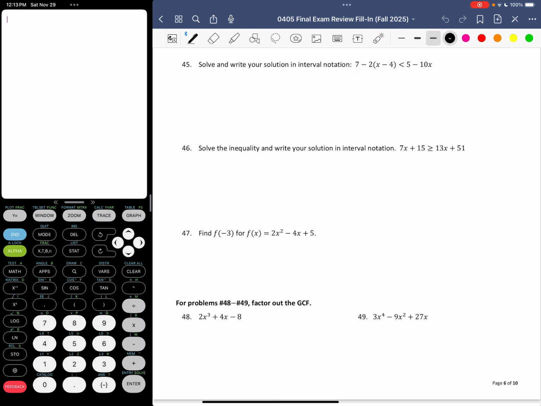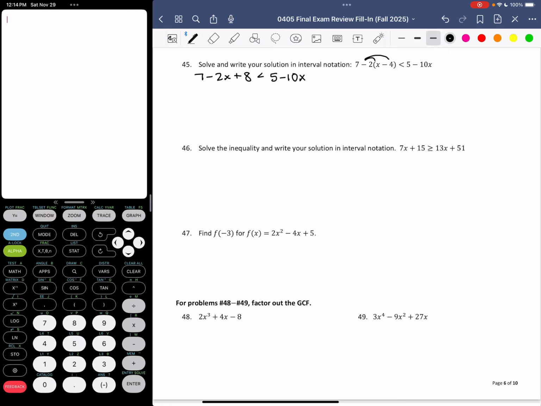So we're going to start with, I'm just going to write down the 7 over here. And then I'm going to multiply negative 2 times x. So I get negative 2x. And then negative 2 times negative 4, which gives me a positive 8. And then I'm going to bring down my less than symbol. And then on the other side, we have 5 minus 10x.